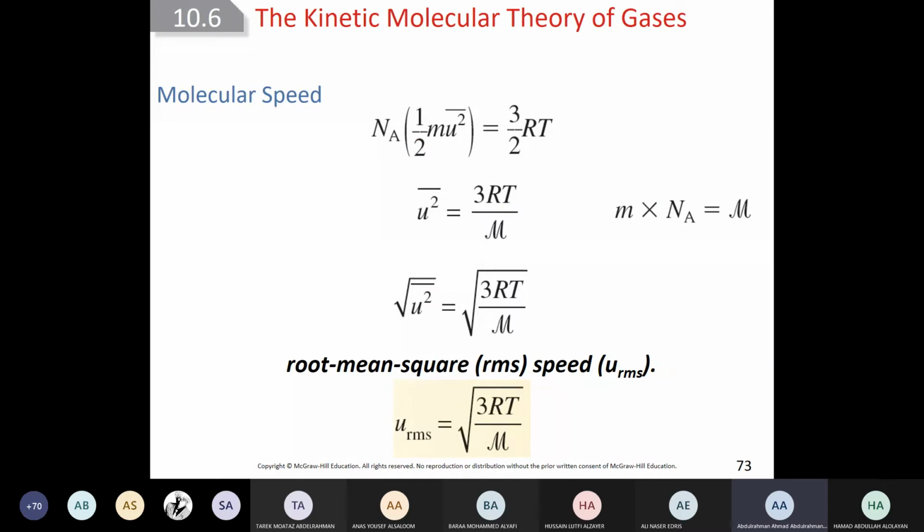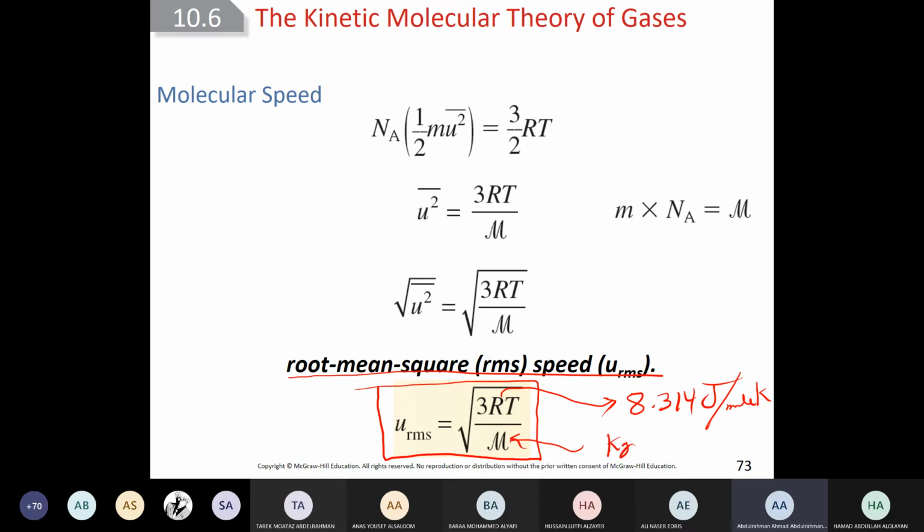And that's the root mean square speed. We just derived it. You must memorize it extremely well. Don't forget one thing: which R you're going to use. 8.314, the one with joule per mole Kelvin. And the mass, what are you going to do with it? In kilogram, not in gram.